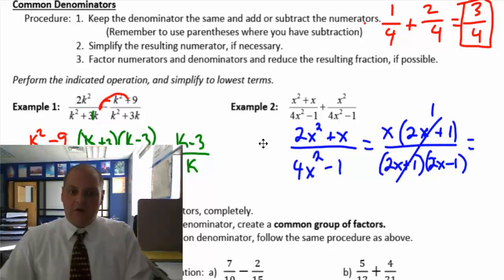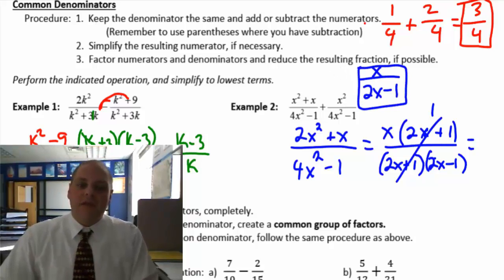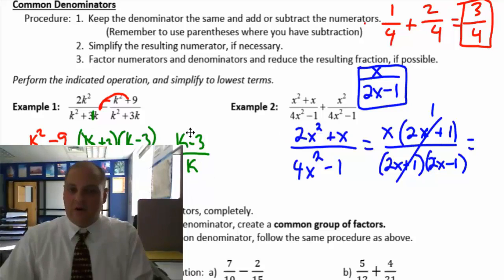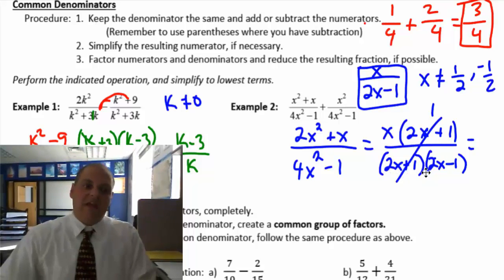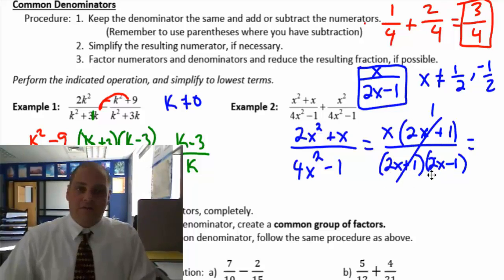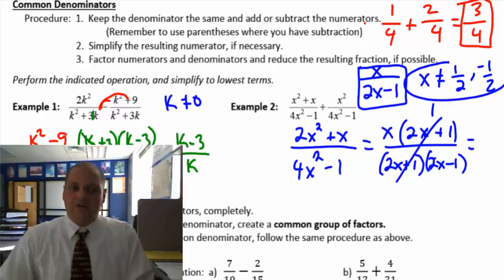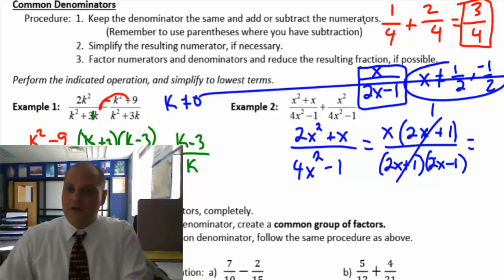So we're left with x over 2x minus 1. And if they ask you for restrictions, k cannot be 0 for this one. And for this one, x cannot be 1/2, because 2 times 1/2 minus 1 gives you 0. And it cannot be negative 1/2, because 2 times negative 1/2 would be negative 1, plus 1 is 0. Remember, you can't have 0 in the denominator. So this is just the restrictions from the other lesson that we were doing.